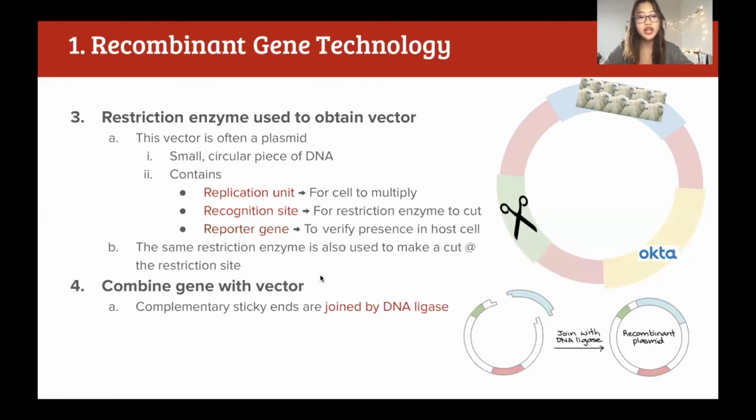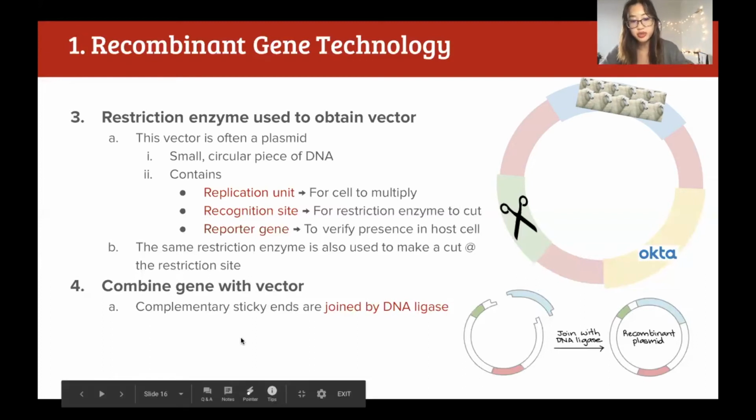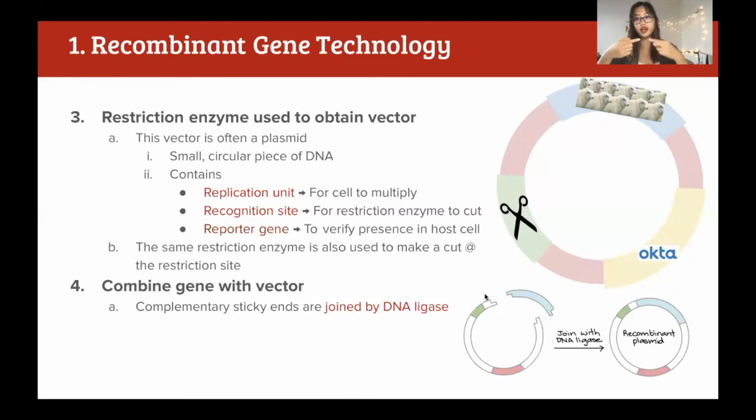In essence, you need to use, once again, the same restriction enzyme that was used to make a cut on the restriction site of the gene to make a cut at the restriction site on the vector. Okay, and then you just combine your gene with the vector and then add some DNA ligase so that when the complementary sticky ends stick together, they are held tight, and there's no way that they're going to break apart.